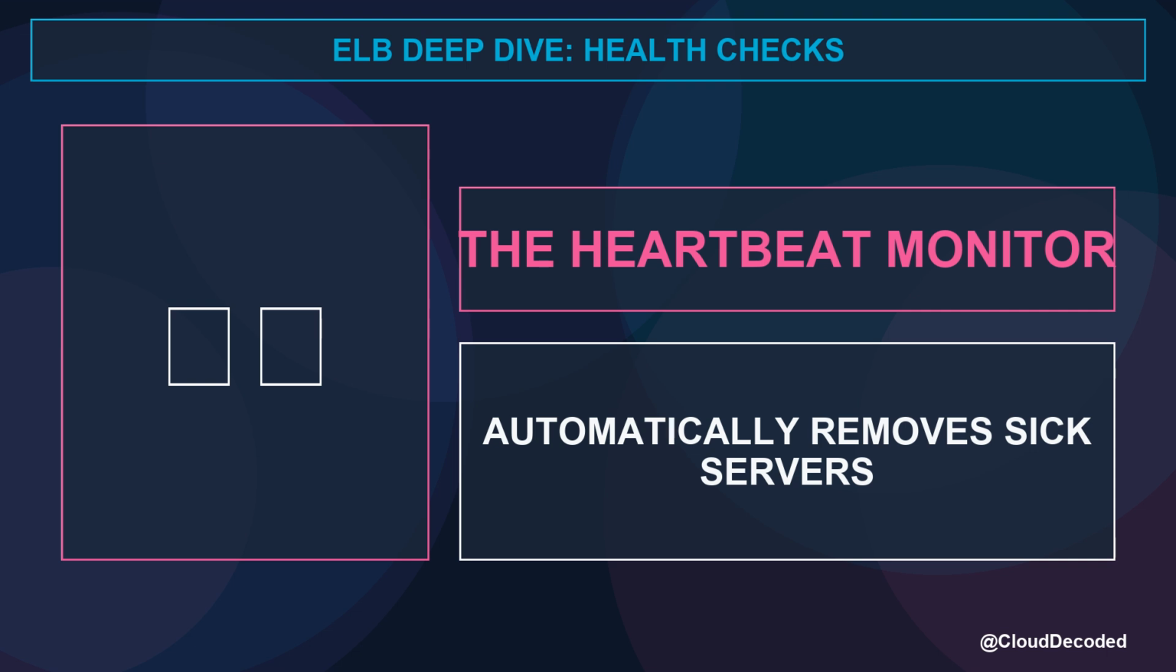How does the ELB know a server is down? Through health checks. The ELB periodically pings a specific path on your application, like /health. If the server returns a 200 OK code, it is healthy. If it times out or returns an error, the ELB marks it unhealthy and stops sending traffic until it recovers.